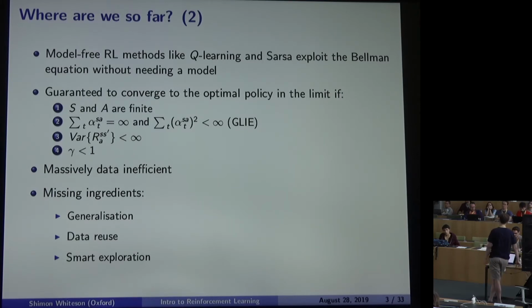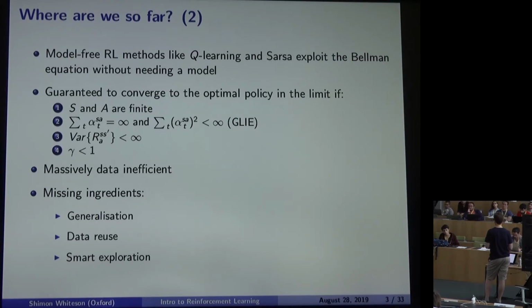So these model-free algorithms are guaranteed to converge to the optimal policy in the limit, if some conditions are satisfied. We have a finite state and action space. We have this condition which is sometimes called greedy in the limit with infinite exploration, which ensures that we visit every state action pair often enough to learn properly about it, but that in the limit we're going to stop learning and exploring so that we can actually converge to the optimal policy. And some other details, like gamma needs to be strictly less than 1 and we need to have finite variance.